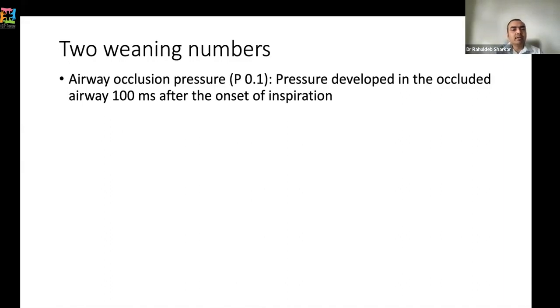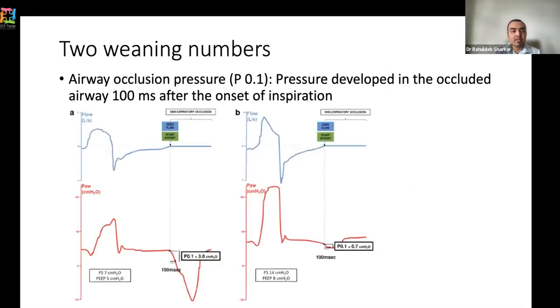P0.1, which is the airway occlusion pressure. This is the pressure developed in the occluded airway about 0.1 second after the onset of inspiration. So by this we measure how much is the respiratory drive of the patient. So this is how it's measured. This is a patient, essentially this in expiration is stopping there, and within 0.1 seconds we are occluding the airway and measuring what is the pressure being generated by the patient. In this one it's 3.8, in this one it's 0.7. It's very low.